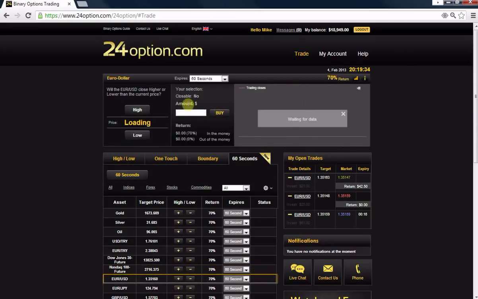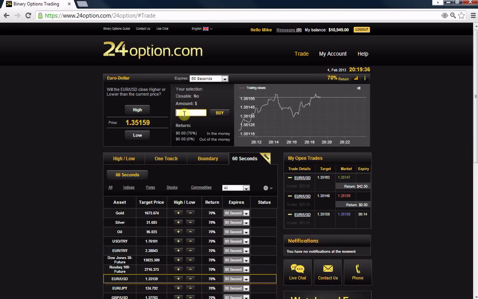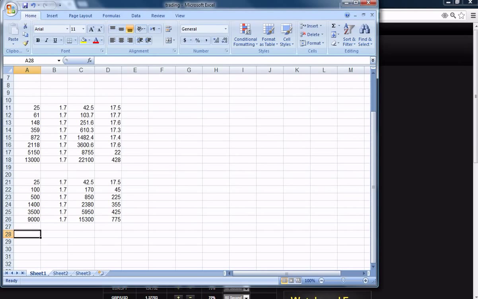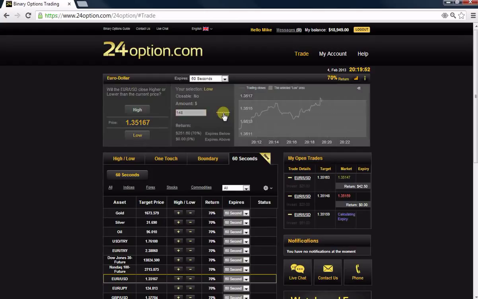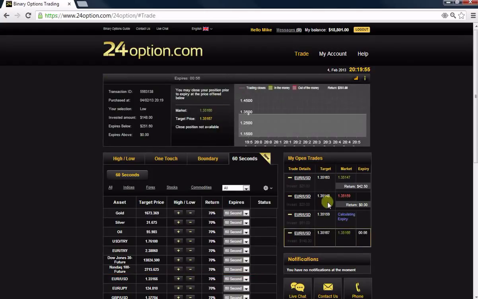So we're going to get the next trade ready. We have 15 seconds. It's hovering around our point. The next trade that we want to do is $148 in order to make a $17 profit. Looks like we're going to lose this one as well. I'm going to put in the 148.